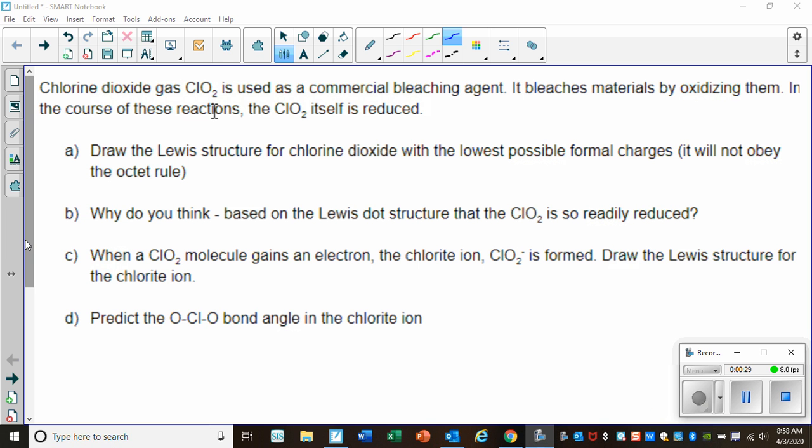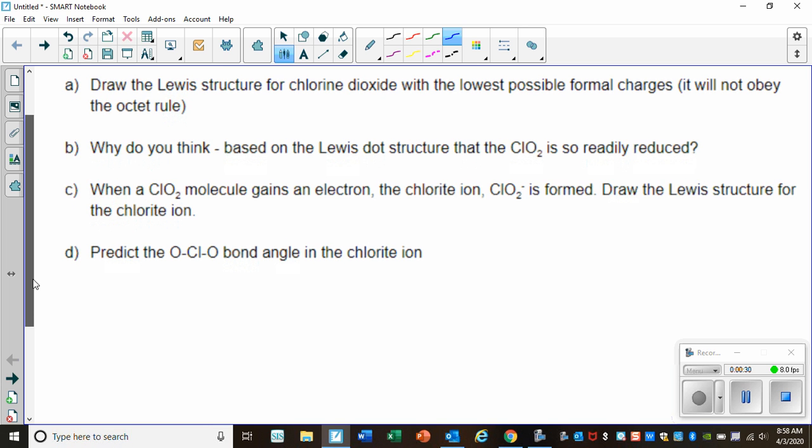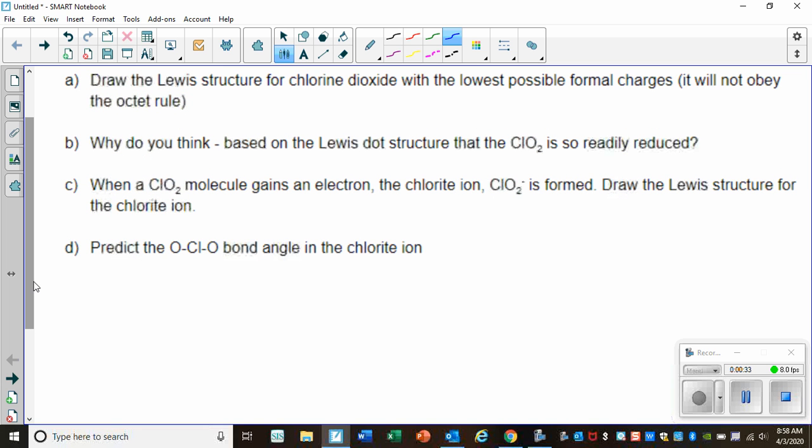So first thing we're going to look at is drawing the Lewis-Dot structure for this, with the lowest possible formal charges. Going to try to do this quick. For the ClO2, we're going to put the chlorine in the middle. And I'm going to preface this: it's going to look a little strange at first, but I will show you how it does work out. So there's 6 valence electrons for that oxygen, 1, 2, 3, 4, 5, 6.